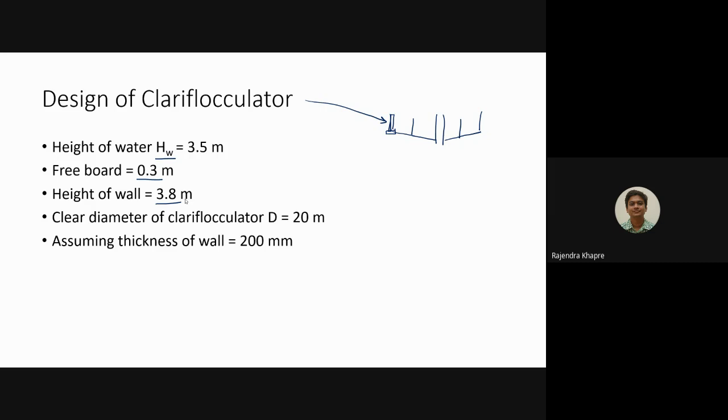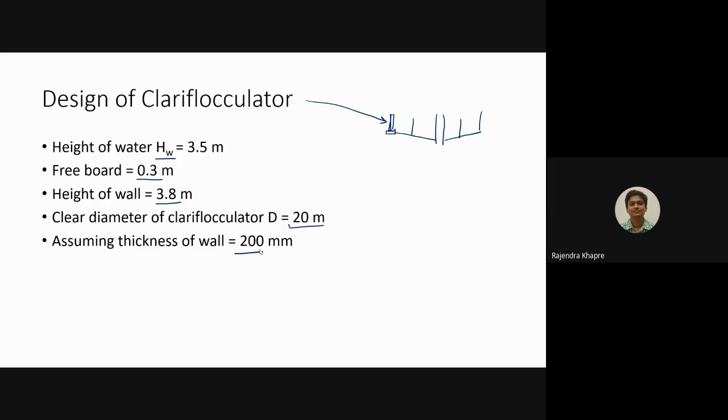Now here, if you see the diameters of the clariflocculator, the clear diameter is given to you as 20 meters. It is a very large diameter. Usually we have designed the tanks or maybe ESR, in which the diameter is probably 6 to 8 meters, not more than that. But because of this large diameter, the design is getting affected as far as AST is concerned. That we will see when we go for the AST calculations. Now the basic thing which we have to assume is the thickness of the wall, which we are assuming in this case as 200 millimeters.